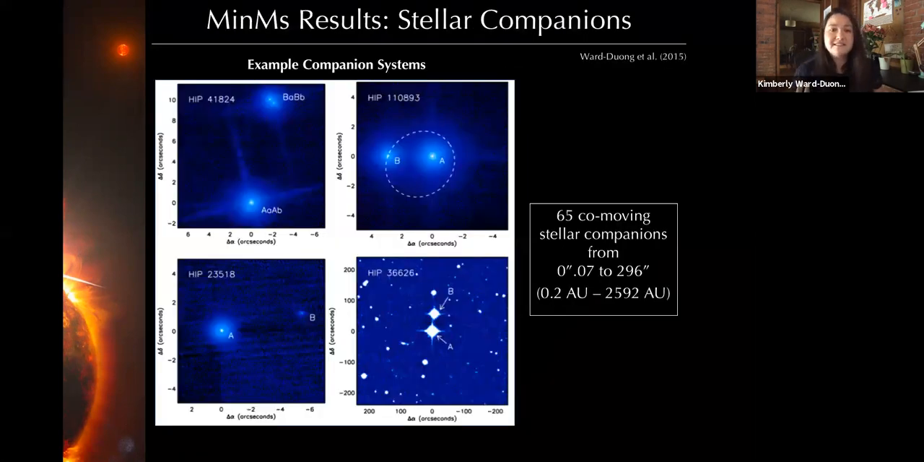So the result of this is that we found a wide zoo of possible stellar companions. We see some really interesting hierarchical systems where you have 4 stars. We have systems for which a binary has been known for almost 100 years and the entire visual orbit has been determined. We found new companions that are right at the stellar-substellar boundary, and systems that are very widely separated, up to about 2,500 AU in separation.